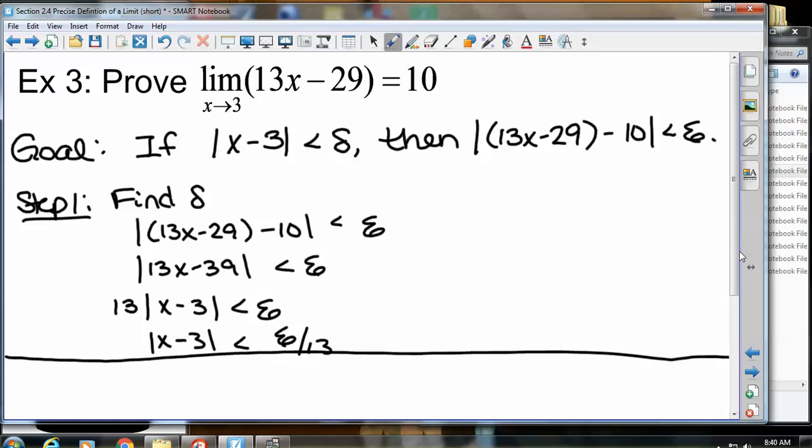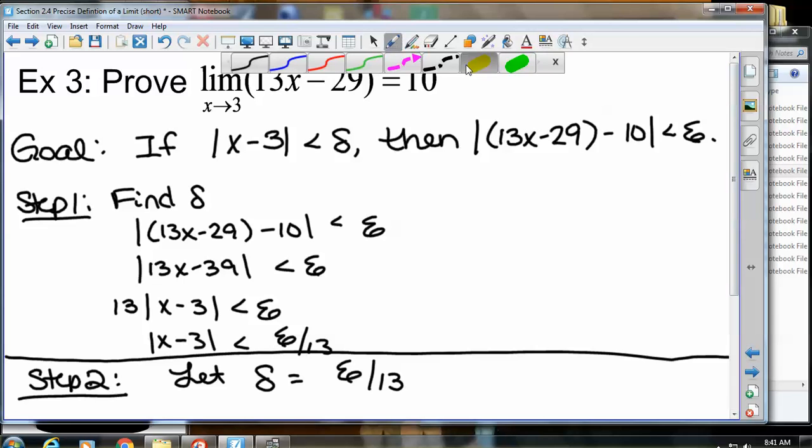Okay, that was our step 1. That was kind of our scratch work. Step 2, this is your actual proof. This is the piece that I am really going to critique when I'm looking at these. We have to start out with the assumption we are going to let delta equal this thing we just found, epsilon over 13. Then we have to do the proof.